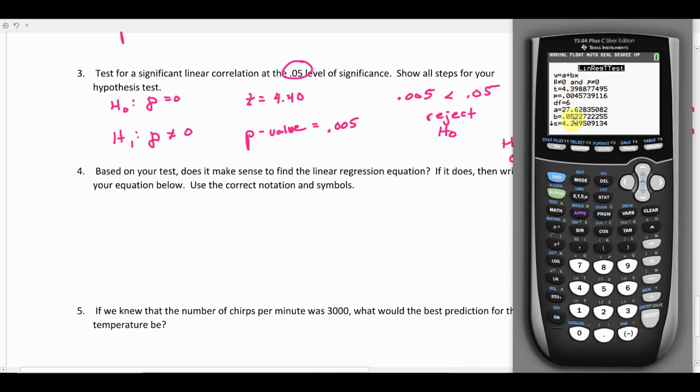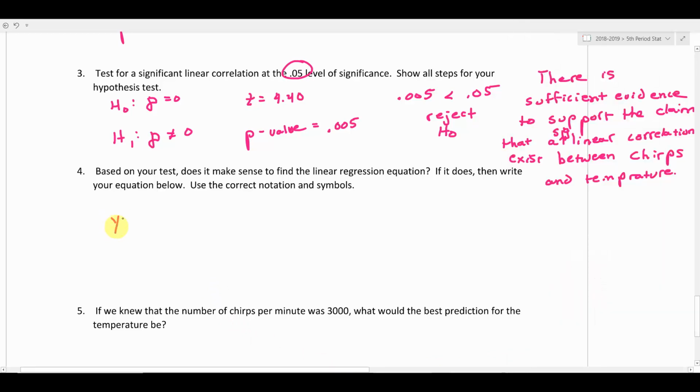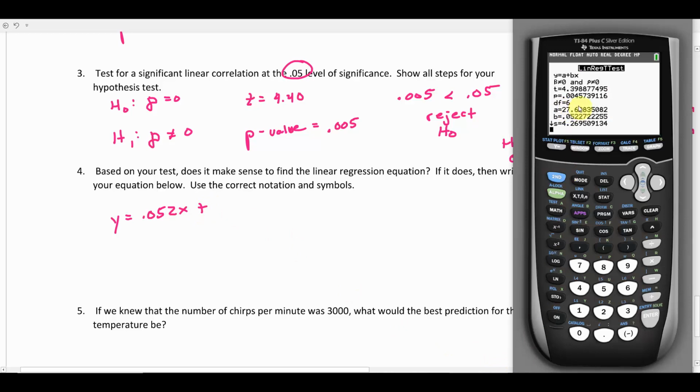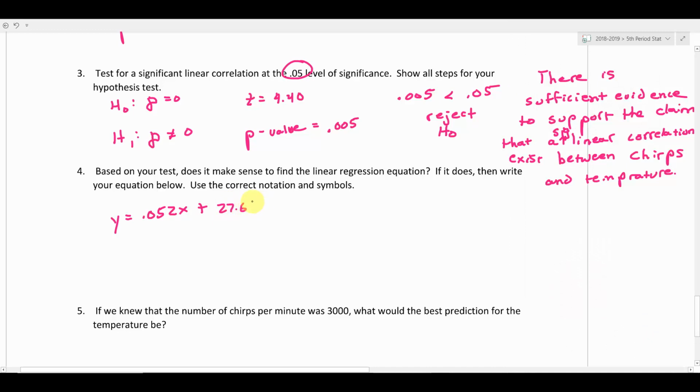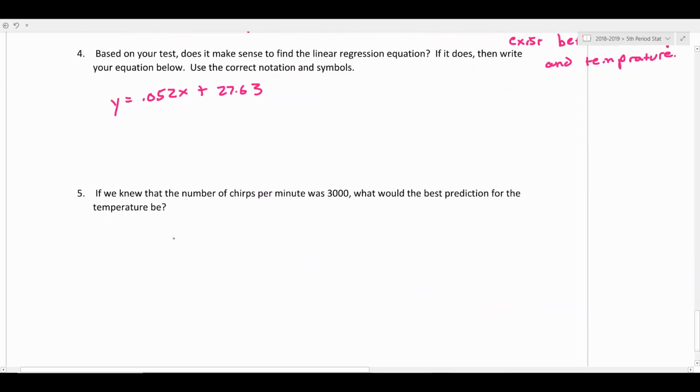So we're going to say our slope is 0.052, so I'm going to say y equals 0.052x plus, and I'll go back and get my y-intercept, which was the a value, so it's 27.63. So there is my equation that I can use to make predictions, and let's see what prediction they want us to make for this. If we knew that the number of chirps was 3,000, right, so 3,000 chirps per minute, I'm going to take that 3,000, I'm going to be plugging it in right here where the x is. So let's see what we get.